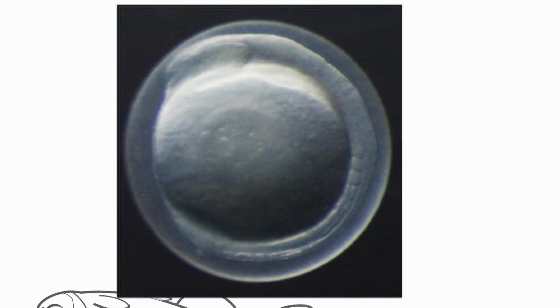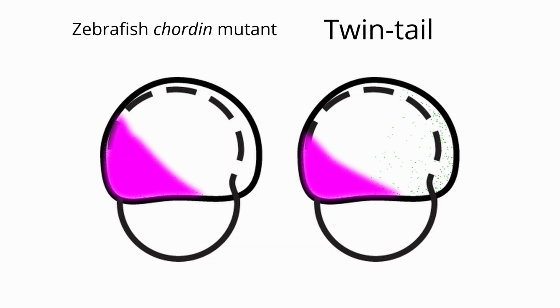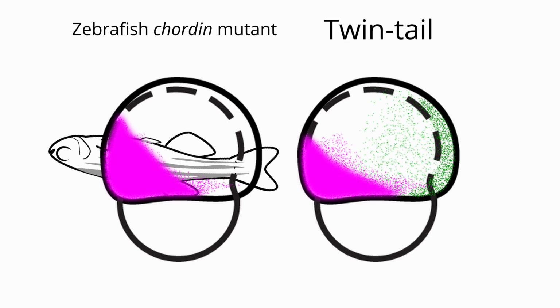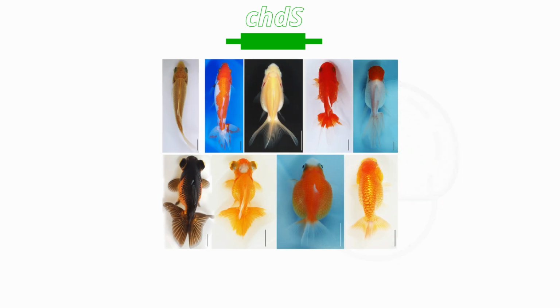Let's compare the expression of a gene in part of the embryo's brain between the wild type and the twin-tail. As a result, we found that there was not much difference between the two. This observation suggests that the duplicated coding genes in goldfish help prevent the lethality observed in zebrafish, allowing twin-tail goldfish to survive despite mutations in one of the coding genes.